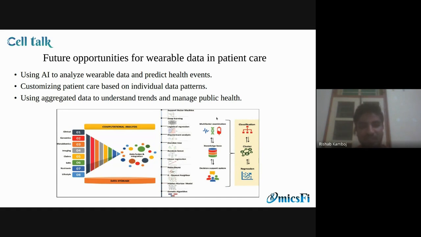Another thing is we can use the aggregated data to understand trends in the public and manage public health. If there is any trend that we are seeing across the public, it means that it is a dangerous kind of thing. So there are various algorithms for it. There are support vector machines and various kinds of ML algorithms, and various classification, clustering and regression techniques we can use to understand the data much better using AI.